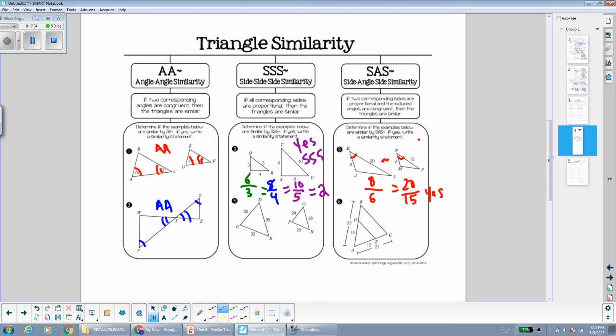These two triangles are similar by SAS because we have 2 pairs of proportional corresponding sides with a congruent angle in between.